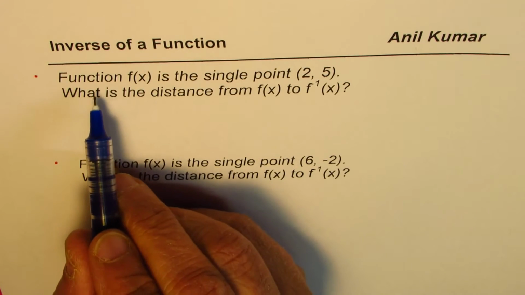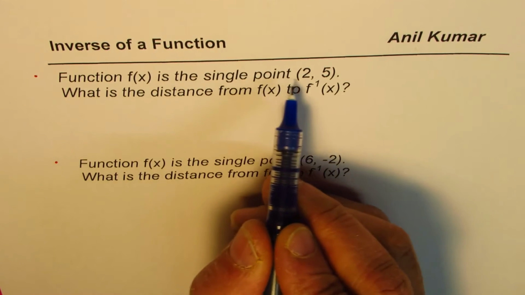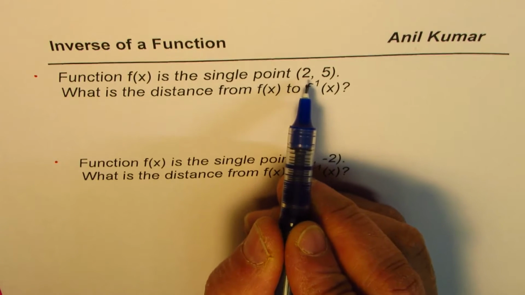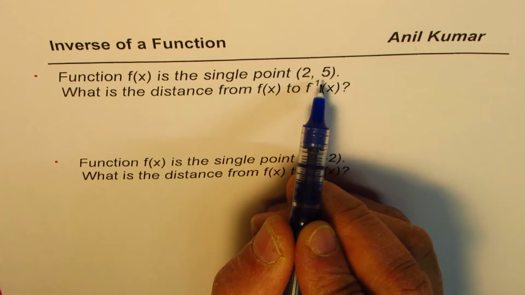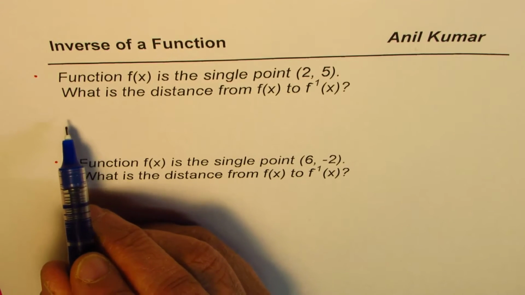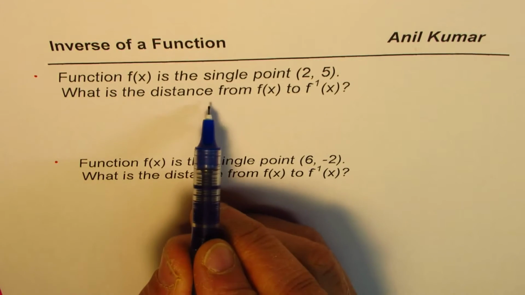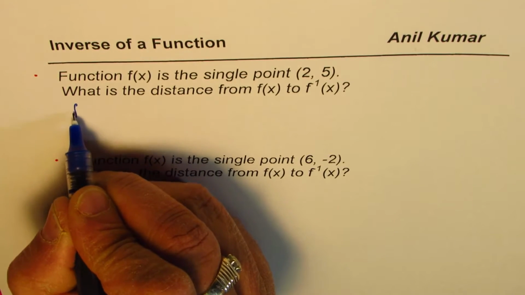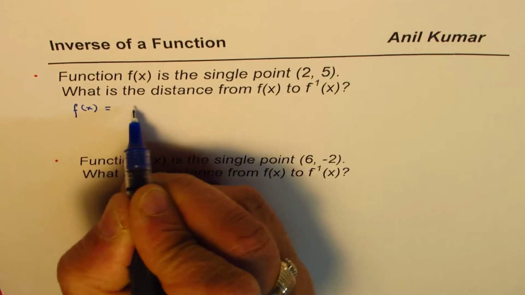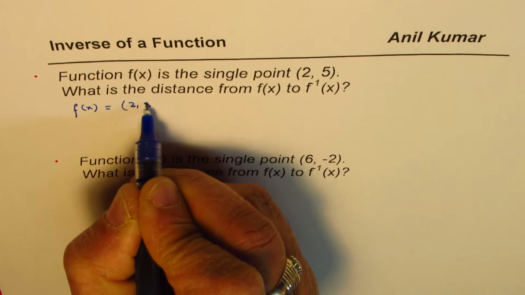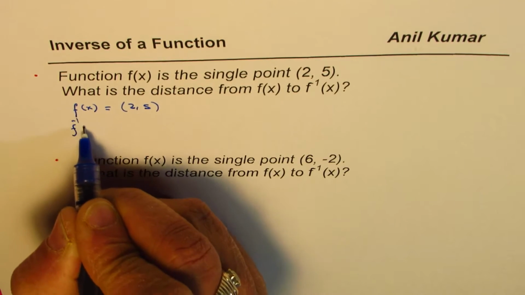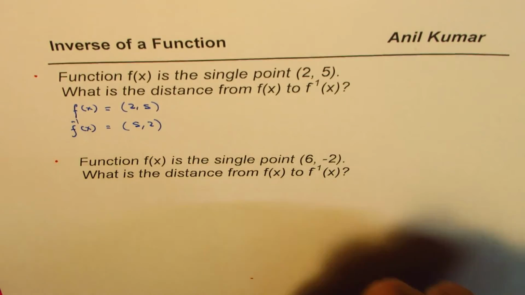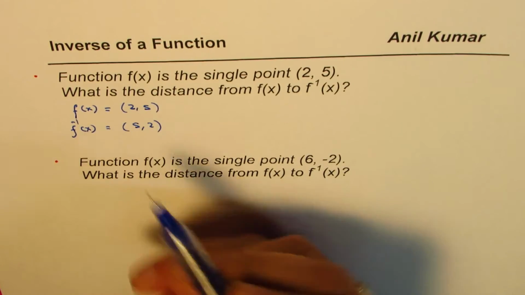Okay, we have a function which has a single point. That is interesting, right? This function has only one point, and that is (2, 5). That is possible also, okay? Now, it says, what is the distance from f of x to f inverse x? Well, if the function f of x is (2, 5), in that case f inverse x should be what? (5, 2). So basically, we are finding the distance between these two.